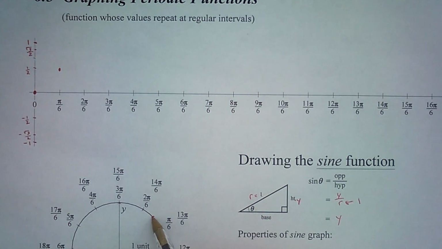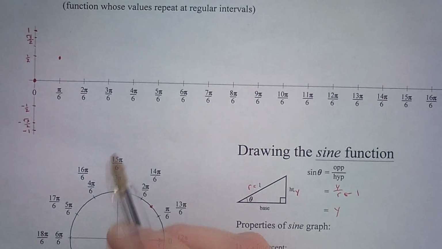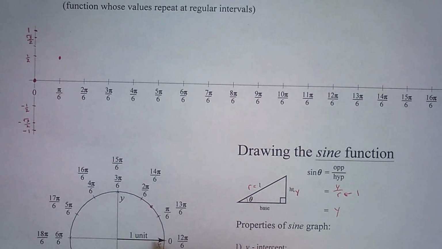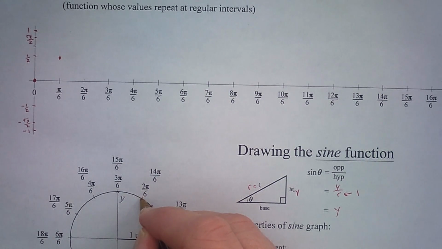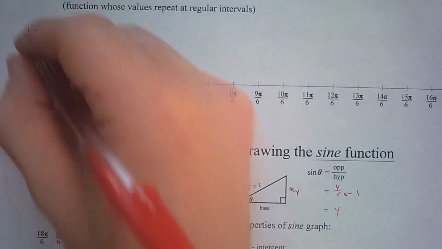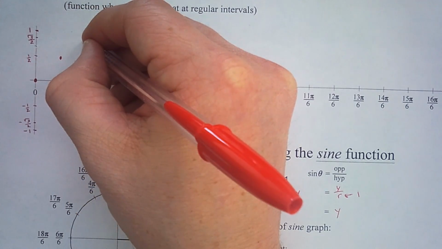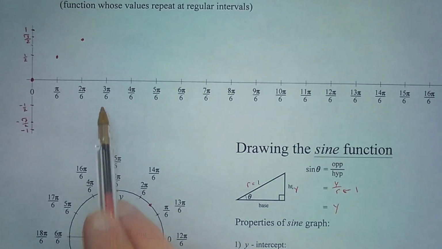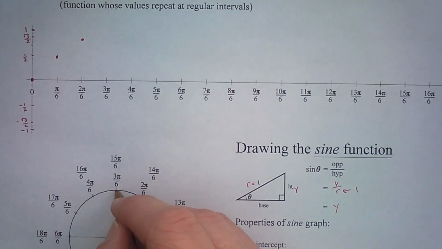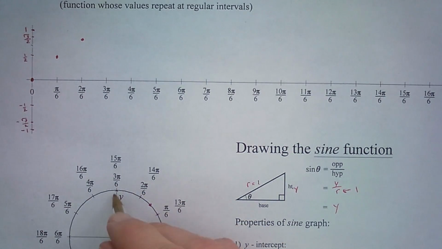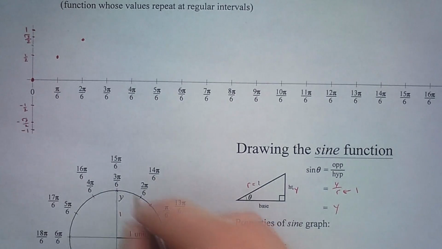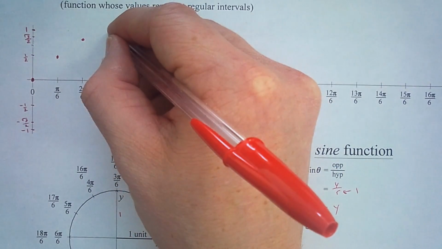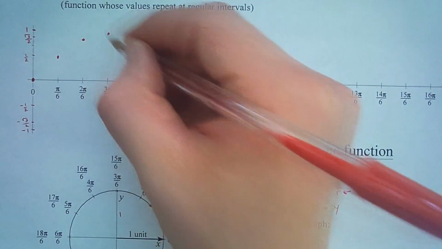Okay, we're skipping this position right here and going to 2 pi over 6, where we are in that third position up. So it's 1 over 2, root 2 over 2, root 3 over 2. So at 2 pi over 6, the height is root 3 over 2. And then at 3 pi over 6, we're up to the top here, and the radius is 1, so we have 1 unit. So at 3 pi over 6, we are up 1.